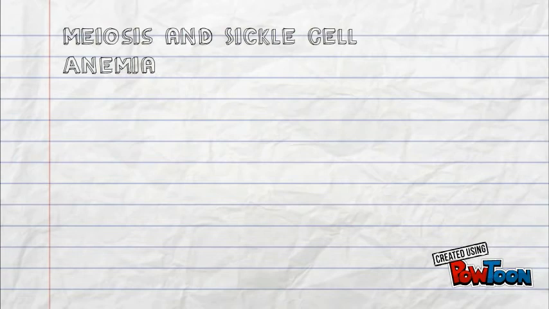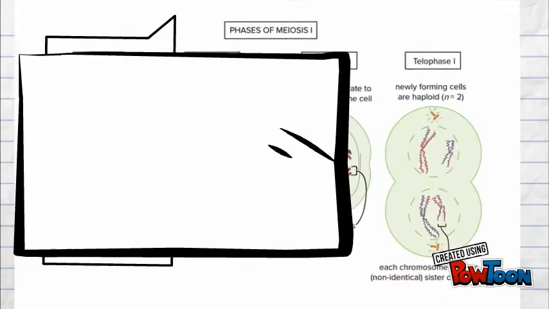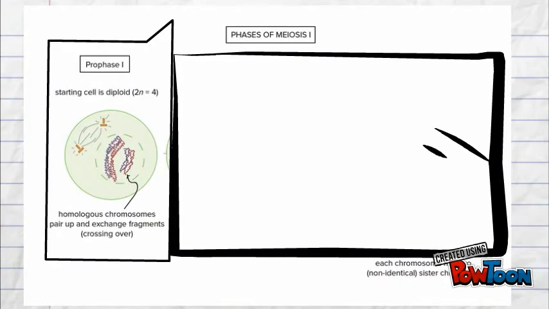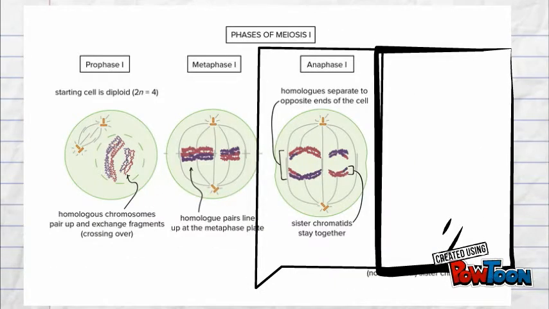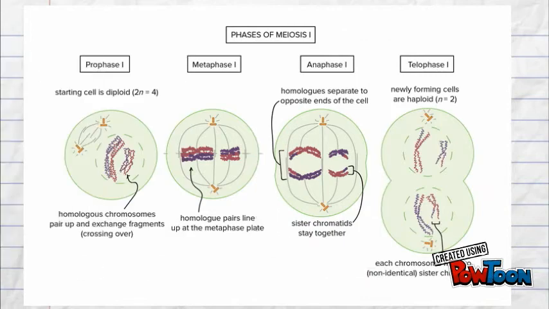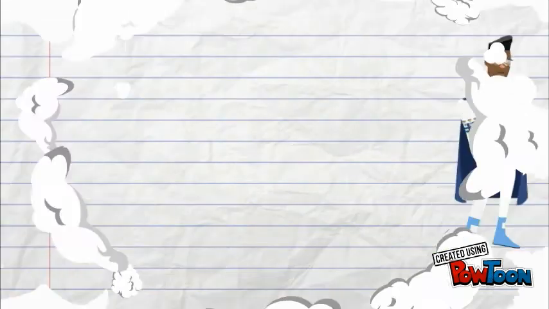Let's first look at meiosis to see how SCD is inherited. In meiosis 1, homologous chromosomes experience crossing over of hemoglobin genes at the chiasmata. In metaphase 1, the homologous pairs line up at the metaphase plate and then separate to opposite ends in anaphase 1 to form two haploid daughter cells by the end of telophase.